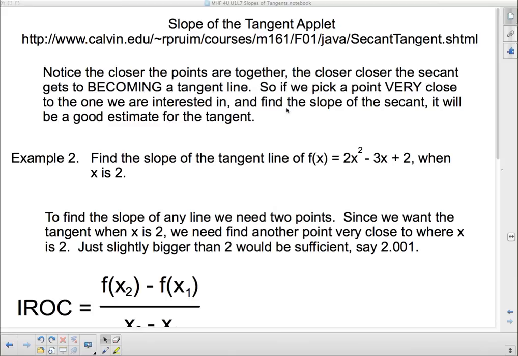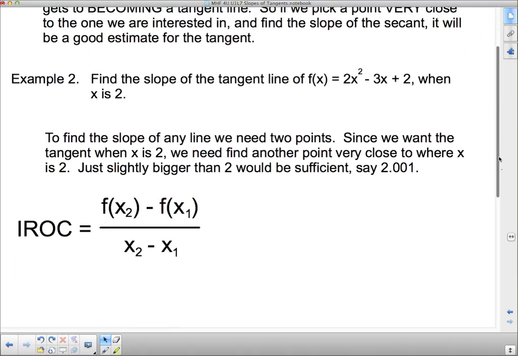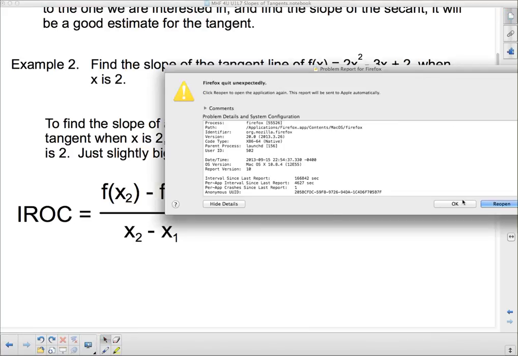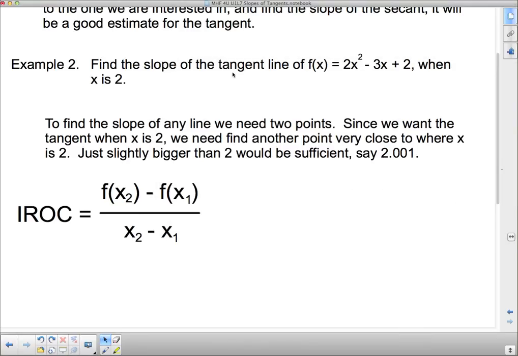Okay, now I wrote this out here. You can read that if you want, but I've just said most of that. So example 2, find the slope of the tangent line of f at x equals 2, where f of x is x squared minus 3x plus 2, when x is 2. Sorry about that. I don't know what that error message was.